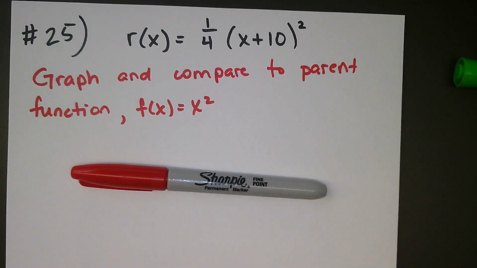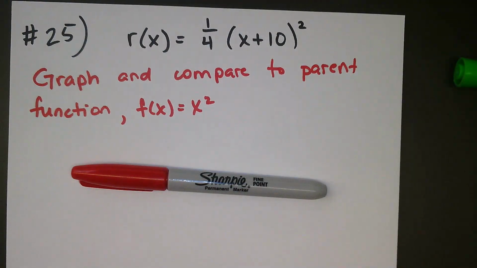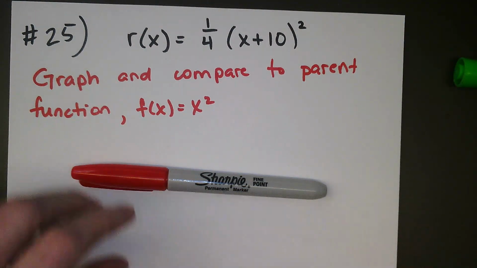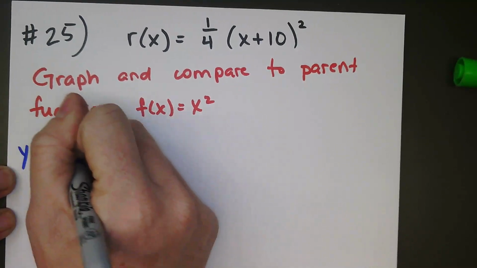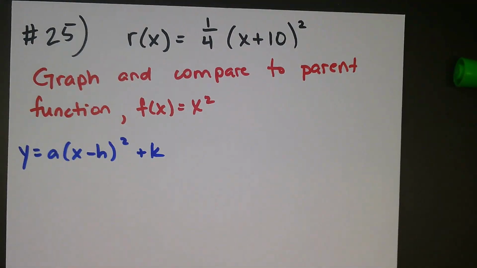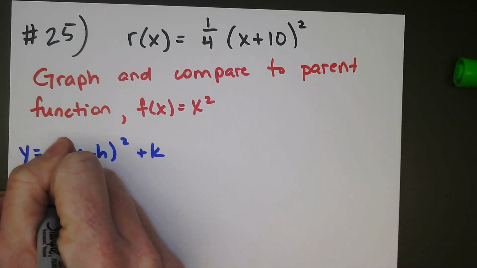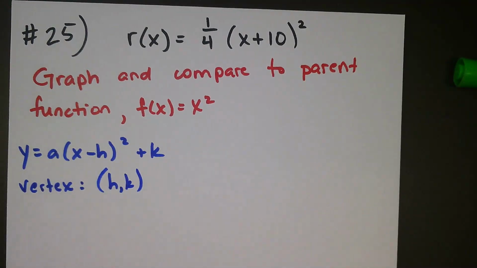Okay, we're looking at number 25 here, which is giving us a function they called r of x. We're supposed to graph it and compare it to the parent function. Now, it is in vertex form, and vertex form looks like this: x minus h quantity squared plus k, where your vertex is (h, k), and your a value is right out in front. And really, that's all you need to graph.